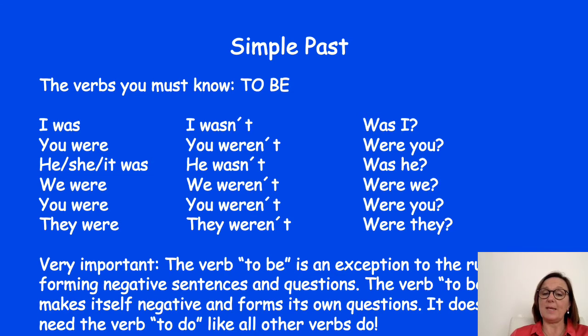The verb to be can make itself negative and it can form its own question, so it doesn't need the verb to do or did in the case of the simple past. I wasn't, you weren't, he wasn't, she wasn't, it wasn't, we weren't, you weren't, they weren't. Was I, were you, was he, was she, was it, were we, were you, were they. It really is good advice to learn this off by heart, okay?